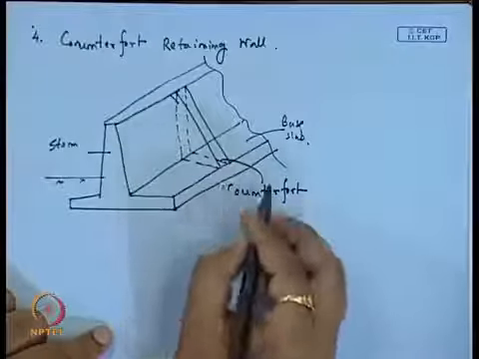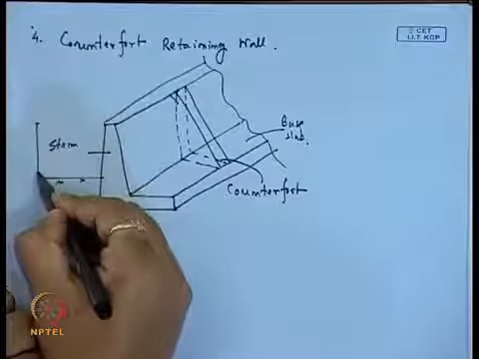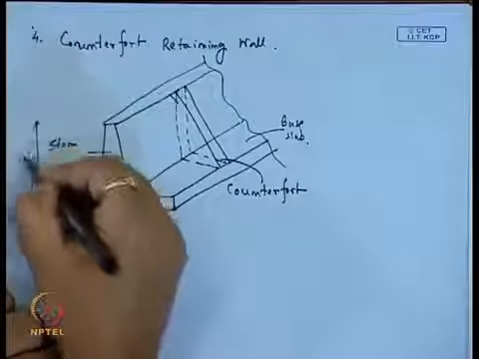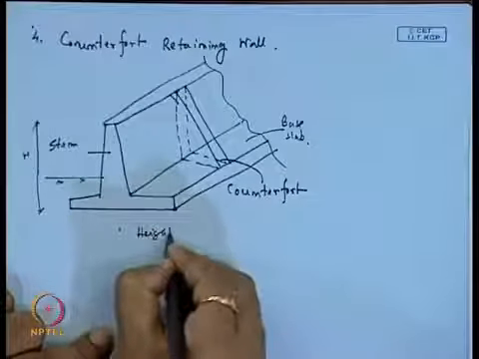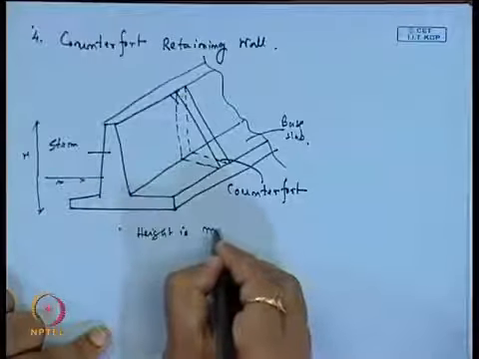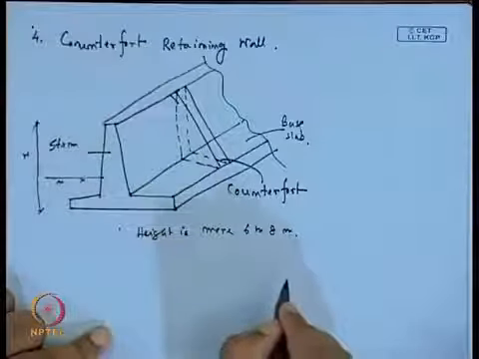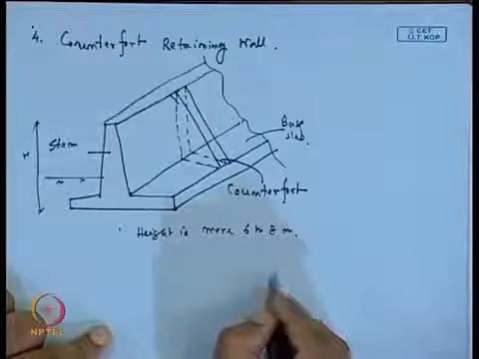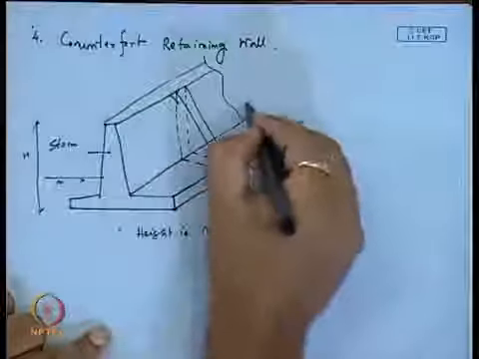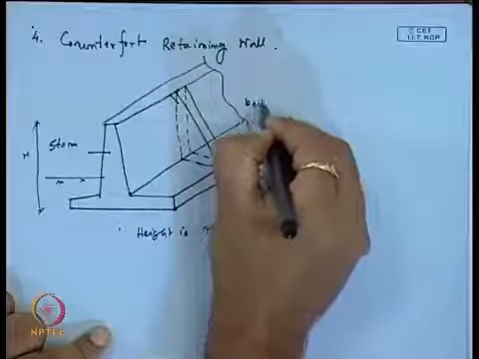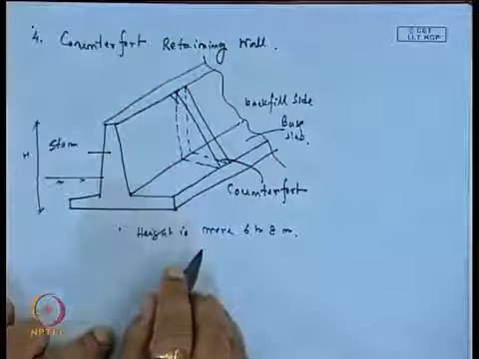Now, if this is the height of the retaining wall, and the height is more than 6 to 8 meter, then this type of retaining wall is very suitable. These counterforts are used on the backfill side, because this is our backfill side.